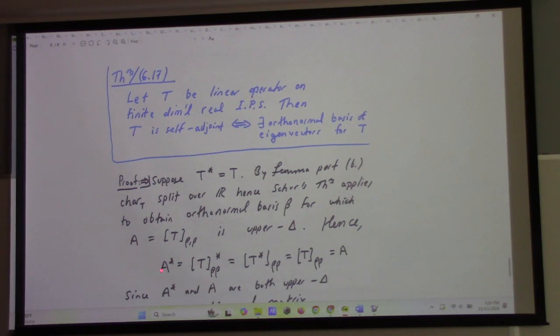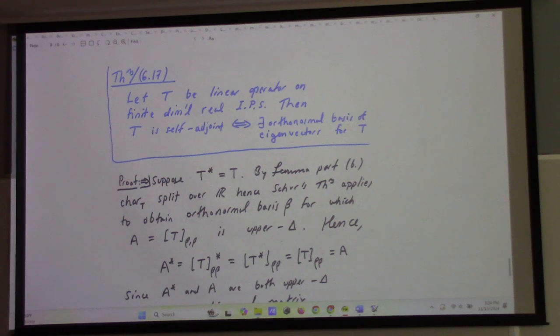So we have A star is equal to that, which is equal to that, which is equal to that. But both A star and A are upper triangular. But remember what A star is, it's the conjugate transpose. I think in this context it's just the transpose, because we're in the real case. So I'm following the book. He always writes stars where he could write transposes.